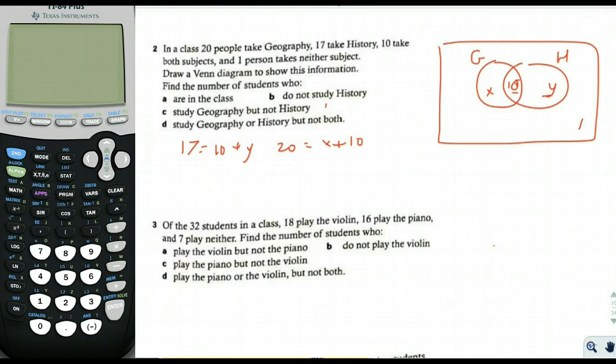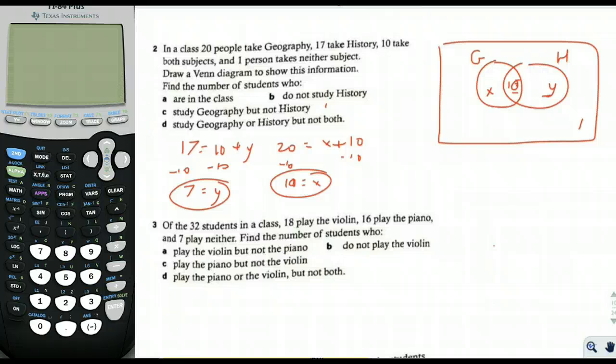Okay, so let's solve these. So we minus 10 from both sides here, and we get 7 equals y. Minus 10 from both sides here, and we get 10 equals x. X equals 10. So now let's write these in. This is 10. This is 7. Now let's see if we can answer the questions. How many people are in the class? 10 plus 7 plus 10, 27, 28.